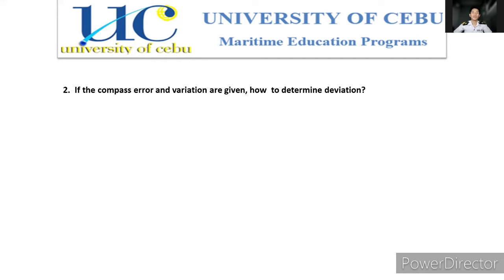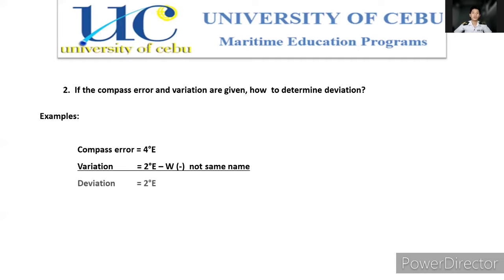Moving on to number 2, if the compass error and the variation are given, how do we determine the deviation? In our example number 1, we have a compass error of 4 degrees east and a variation of 2 degrees east, and we should change it to west. Now that they don't have the same names, we will subtract them. 4 minus 2 is equal to 2, and that gives us a deviation of 2 degrees east.